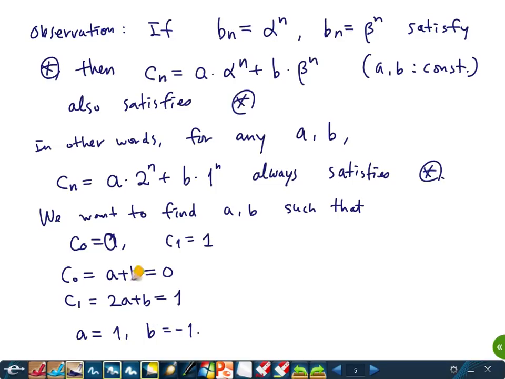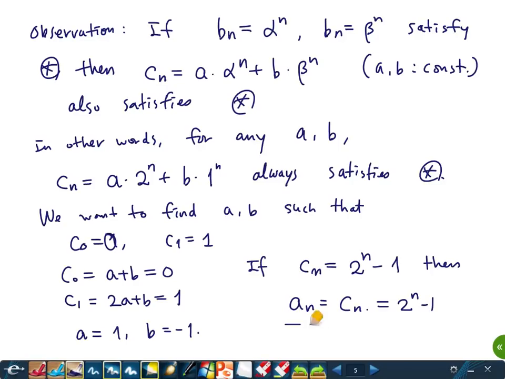That means if we say Cn equals 2 to the n minus 1, then this is exactly what we want. An must be equal to Cn, because Cn satisfies the same recurrence relation and same initial conditions as An does. So An must be equal to Cn. But we know Cn equals 2 to the n minus 1. We are done. We just found a formula for An. And this idea generally works for any recurrence relation of that kind of form, a linear recurrence relation.